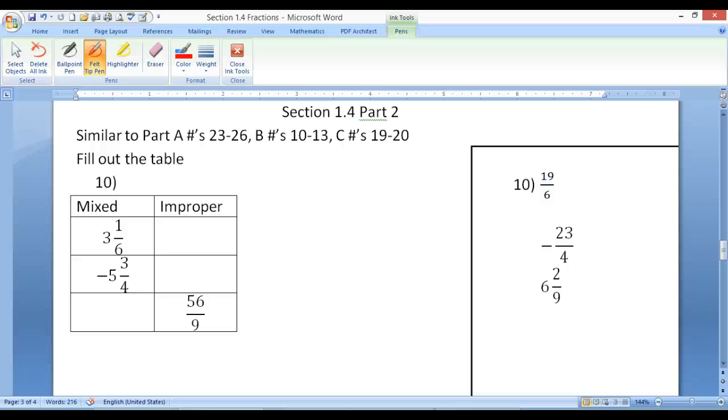Welcome to section 1.4, part 2. This is where we're going to go through dividing and making mixed numbers and proper and improper fractions mixed numbers. So the first thing, we kind of already talked about it previously in part 1, adding the fractions in a different way than what was addressed in the previous or in your book.